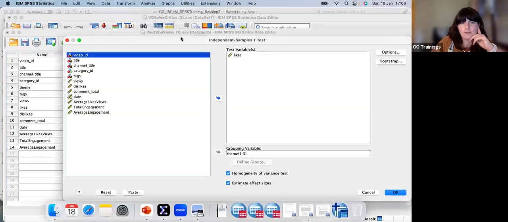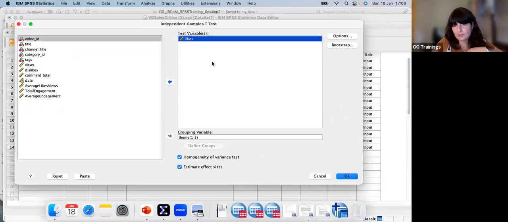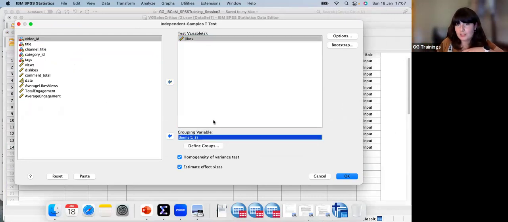Okay, so you can see I've already put things in here. Your test variable will be, what are you comparing them on? In this case, I'm looking at lifestyle and information YouTube videos. I want to see if there's a difference between the number of likes that they get. So this will be your interval ratio variable up here. Then the grouping variable will be your independent, right? And I've used theme, the theme of the YouTube video.